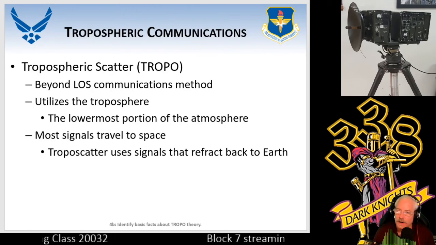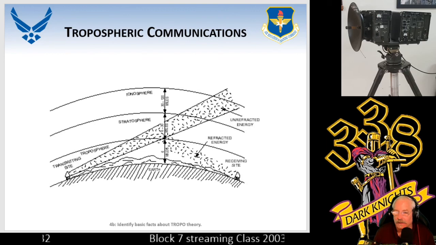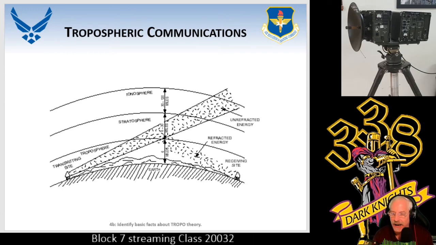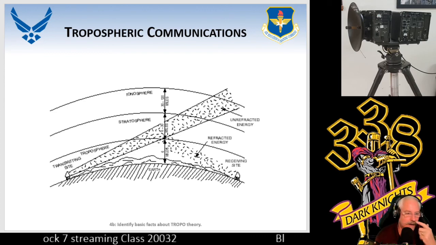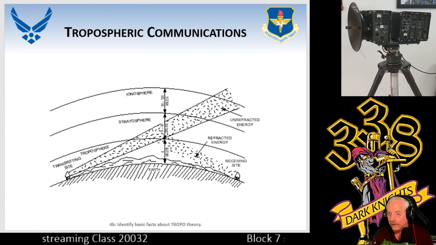Troposcatter. This is where we're going to use the tropo to refract signals back down to Earth. Now there's an area, normally it's that convergent zone between the tropo and the stratosphere, where the most refraction happens. Most of your signal is going to keep going right out to the atmosphere, into outer space. Never to be seen or heard from again unless there's aliens and then they know what we're doing.